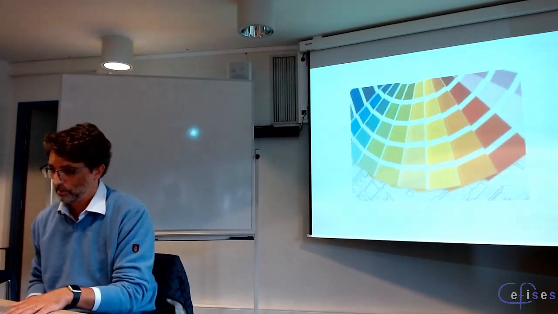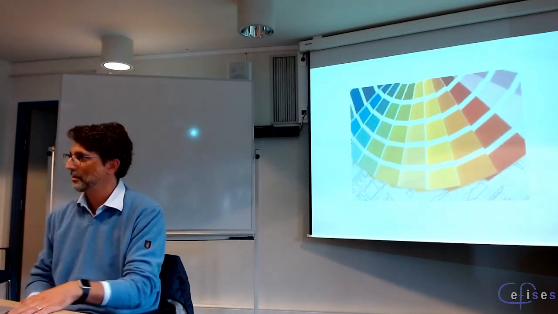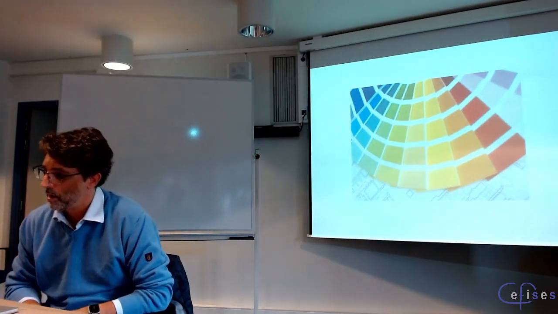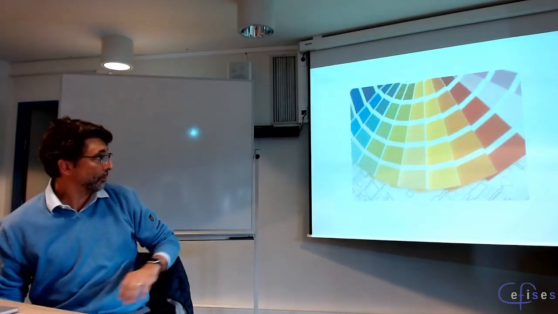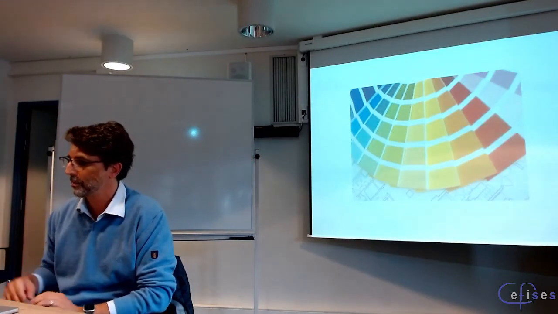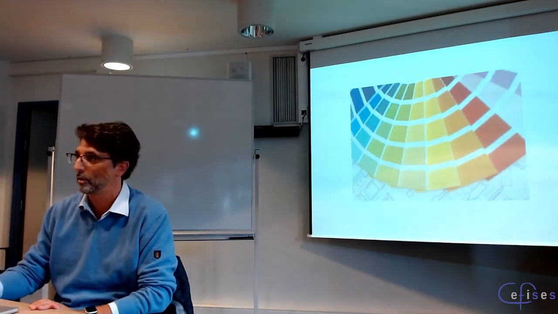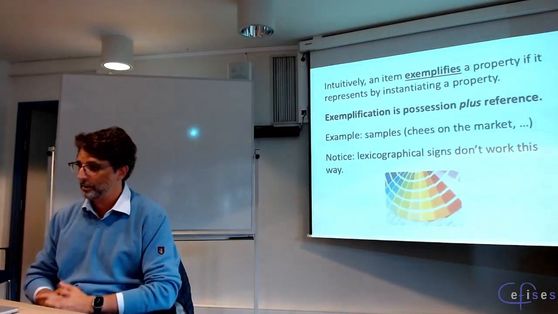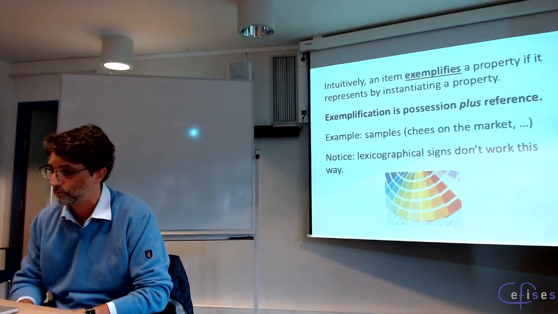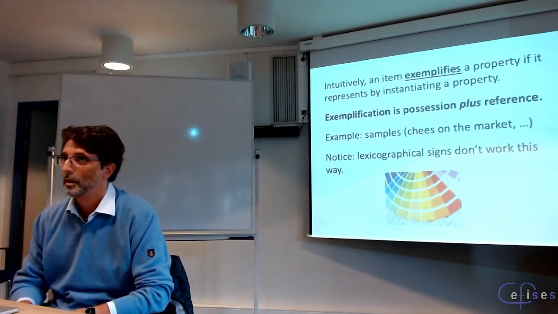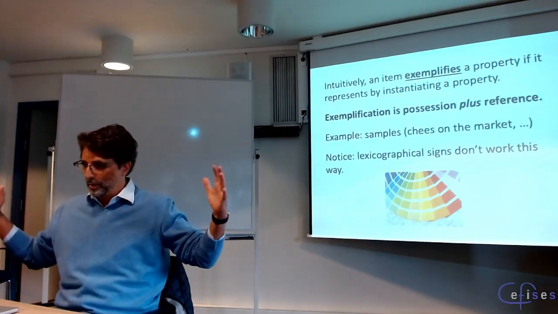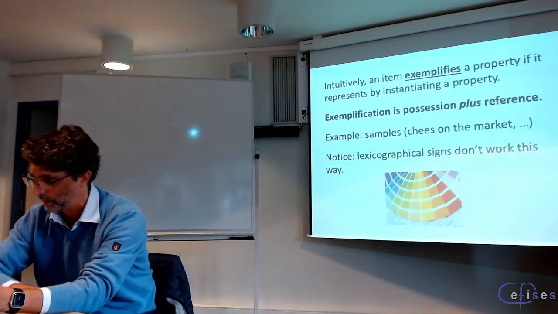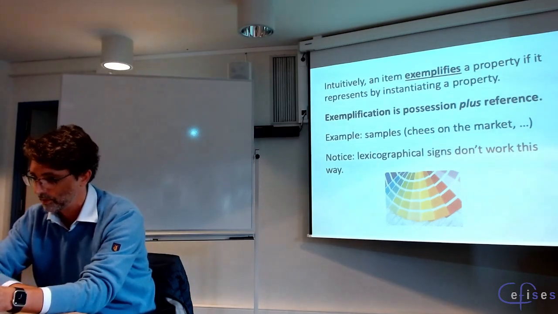You want to paint your living room, you go to a paint shop and you're shown paint samples, and you choose the color you want to use to paint your room. Now, these paint samples, or paint swatches, represent by exemplifying their own color. So that's an example of representation by exemplification. Now, what does that mean? Intuitively, an item exemplifies a property if it represents by instantiating the property. And one can coin a formula here and say exemplification is possession plus reference, or instantiation plus reference.